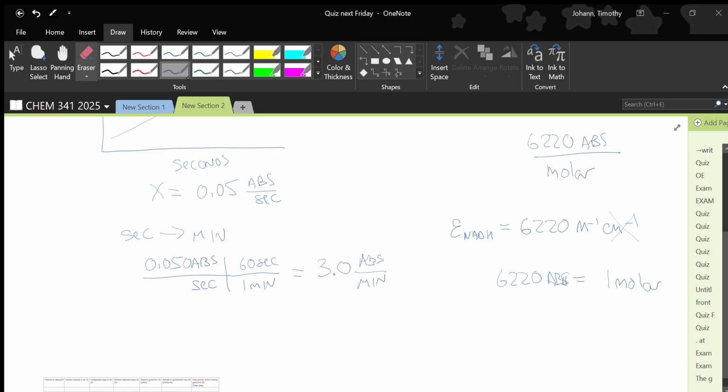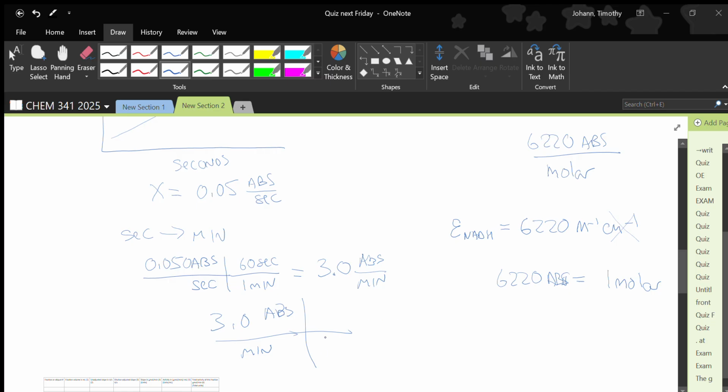So now I have, what if you divide by the extinction coefficient? The absorbance divided by the extinction coefficient? I'm going to cancel my units and then I'll know. Or you could put it into Beer's law. But I'm going to do 3.0 absorbance per minute. And then I know that I have 6,220 absorbance is 1 molar, right? You guys with that? Absorbance cancels with absorbance. Oh, good, we got rid of it. Okay, but so now I know I've got 3.0. Well, I know 3.0. I need somebody. I can't do this one in my head.